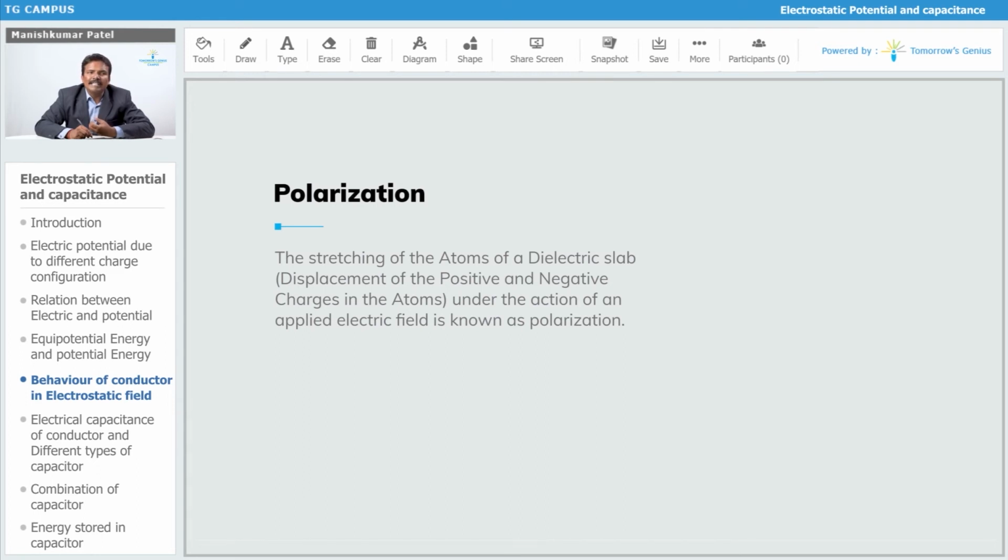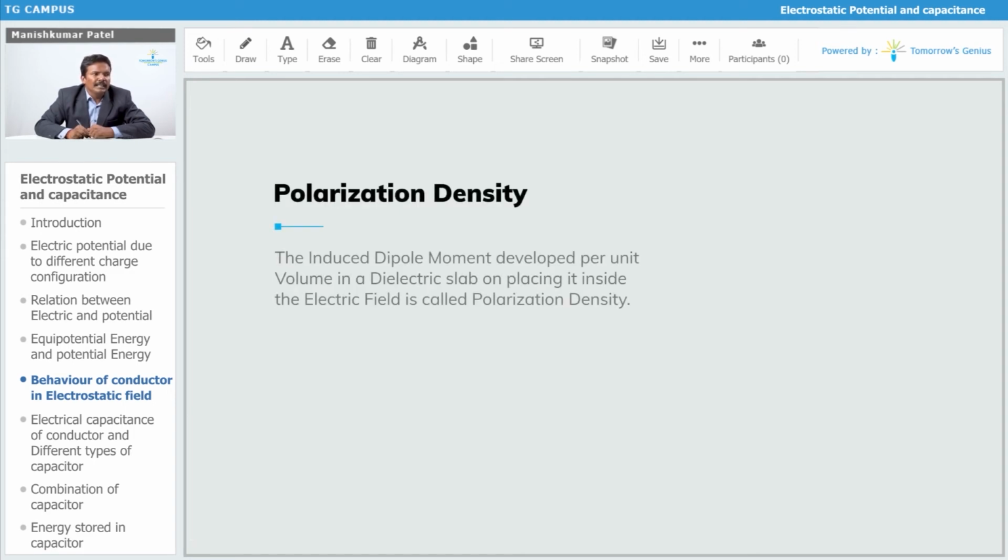You can also define it in another way: the stretching of the atoms of a dielectric slab, or the displacement of positive and negative charges under the action of some external applied field, is known as polarization. Or you can simply say that polarization is the number of dipole moments forming per unit volume. This polarization density, developed per unit volume in a dielectric slab placed inside an electric field, is called polarization density.